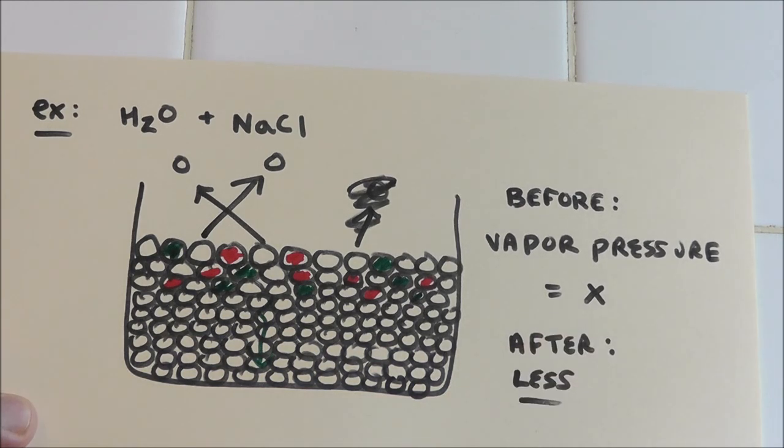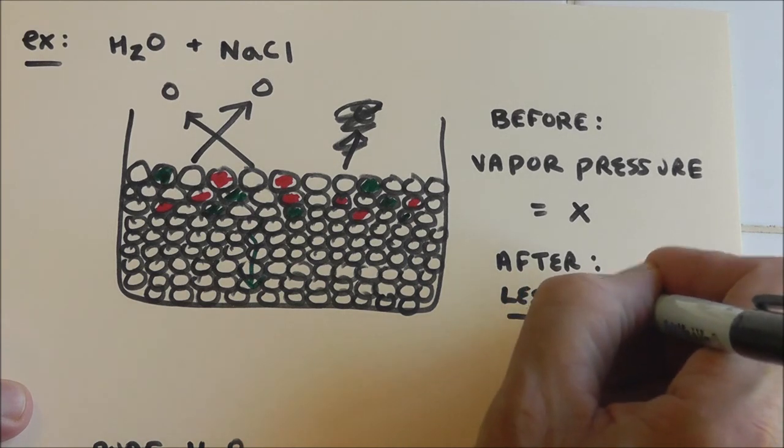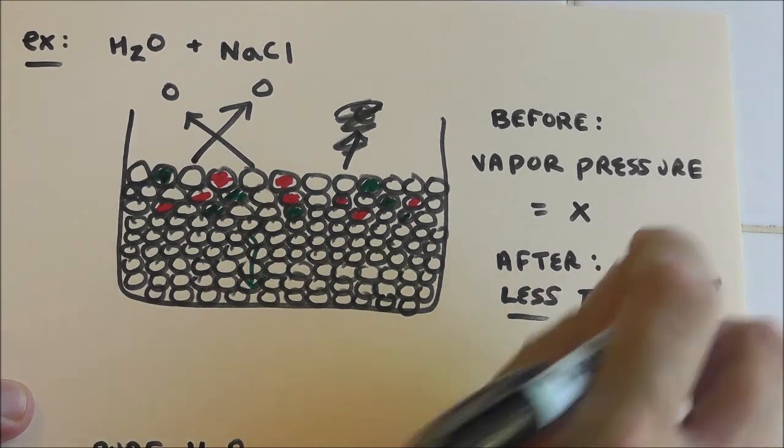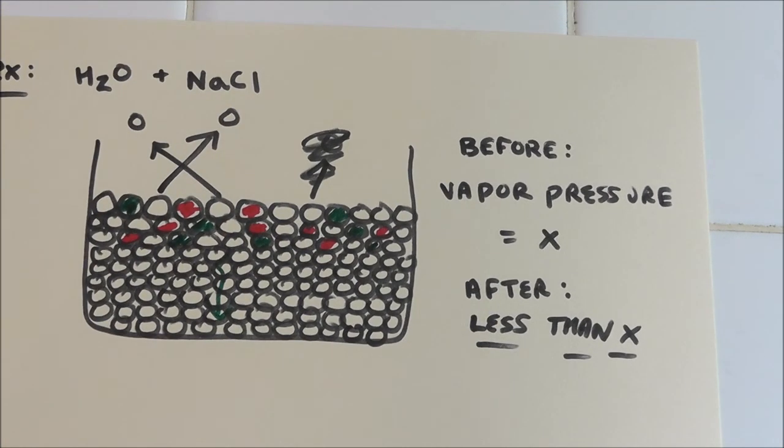And so it would be less. The vapor pressure would be less than X. I'm not going to be specific. We're going to talk about specifics in just a little bit. So I cut the vapor pressure down because I'm blocking molecules. That's all. It's as simple as that. I'm blocking molecules at the surface from vaporizing. Now, let's talk about something freezing.